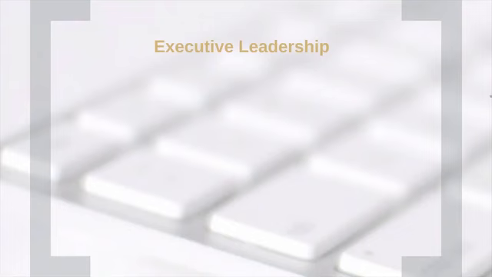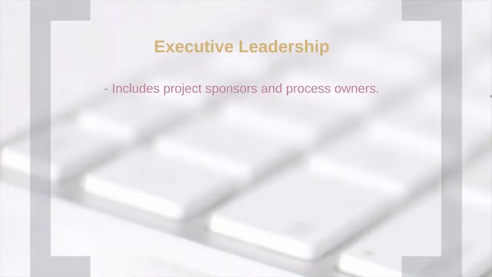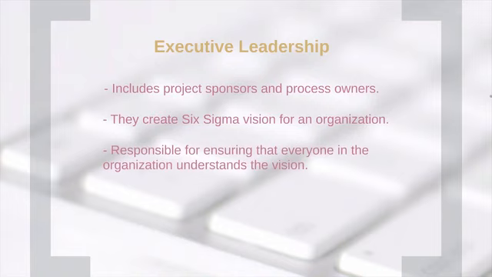First, we will consider executive leadership. This role includes project sponsors and process owners. They create the Six Sigma vision for an organization. They are responsible for ensuring that everyone in the organization understands the vision and all work with unity of purpose to realize it. The next role under discussion is champion.